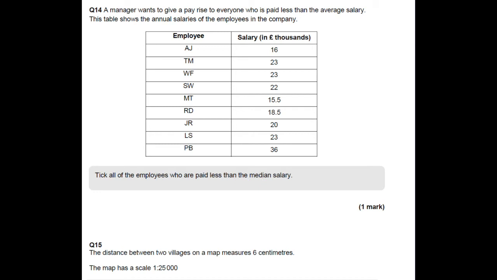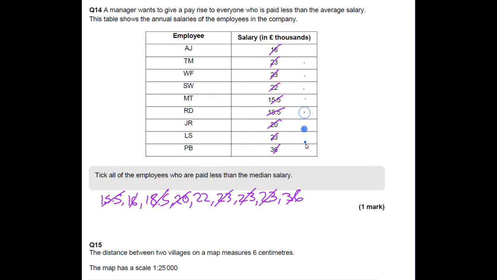So 15.5, which is MT. So we'll tick it off and we'll go through the list, is 16 for AJ, and carry on ordering them. Then to find the middle amount, we can cross them off at each end. Always make sure you strike 1 for 1. And in this case, we've got an odd number. Just checking. Yep, we've got 9 numbers, so we're expecting 1 in the middle. So the number in the middle is 22. So the median is £22,000.